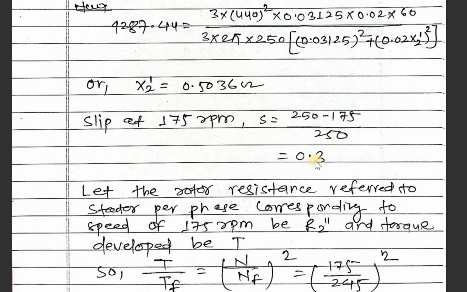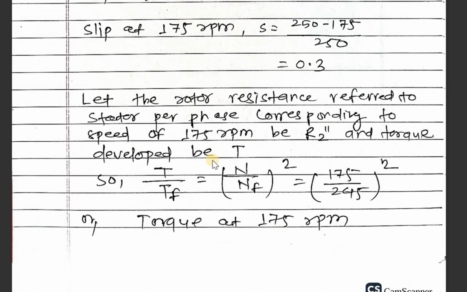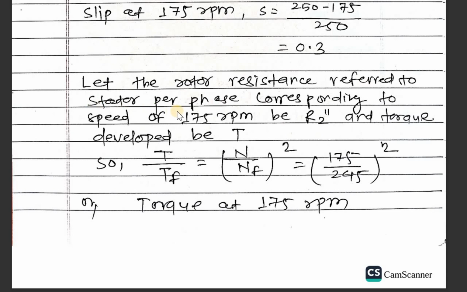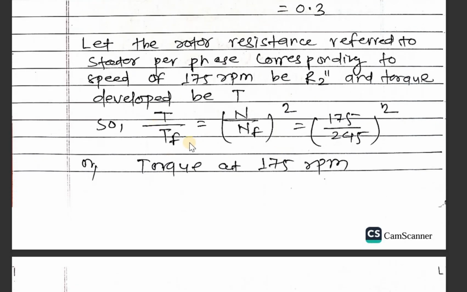And slip at 175 rpm is 250 minus 175 upon 250, that is 0.3. Let the rotor resistance referred to stator per phase corresponding to a speed of 175 rpm be R2 double dash, and the torque developed be T. Therefore T upon Tf equals N upon Nf whole square.